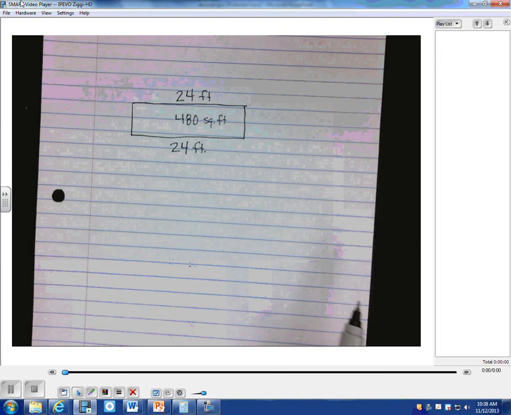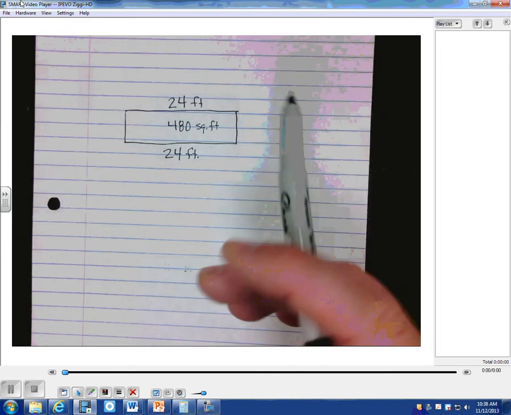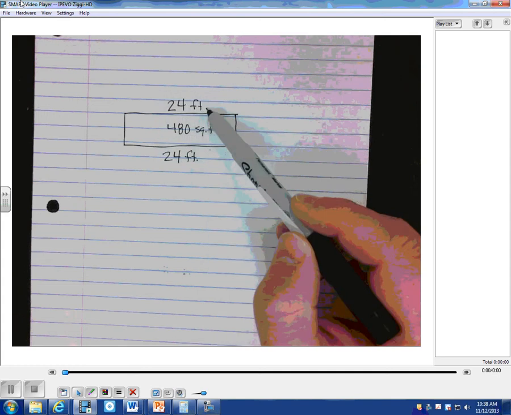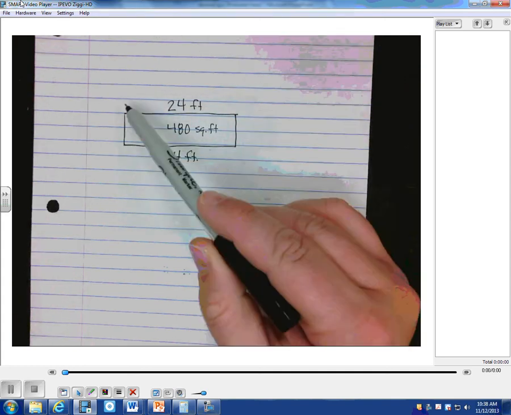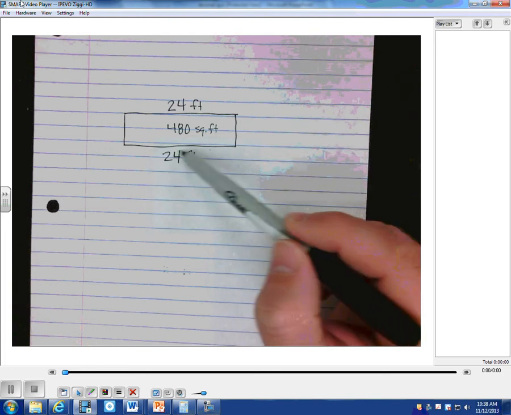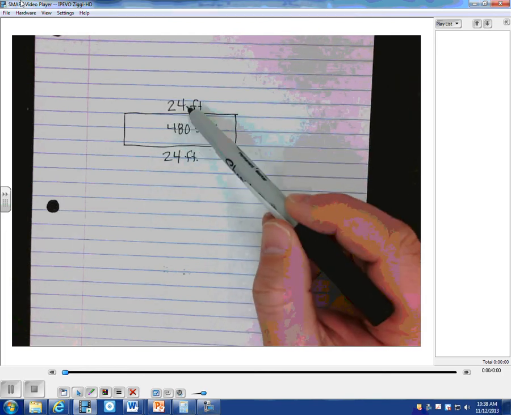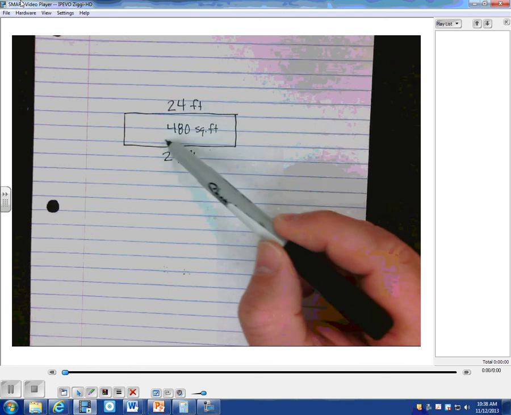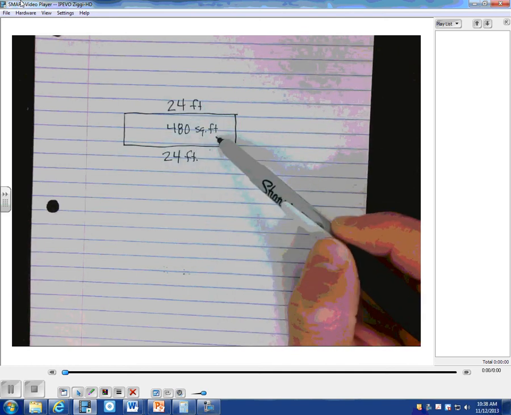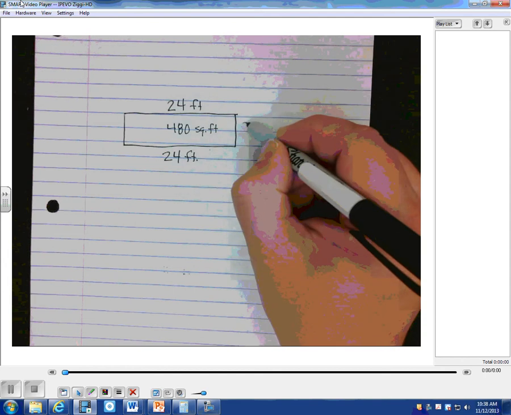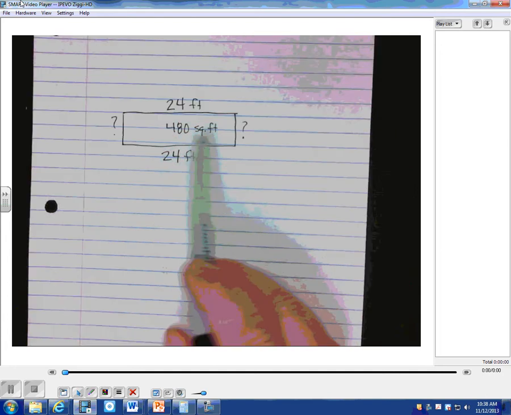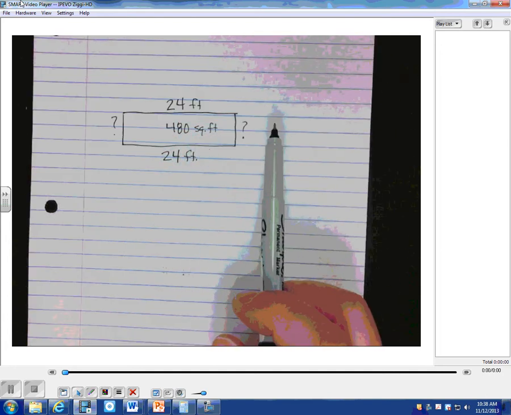Okay, so I kind of wrote down the information that they gave us in the problem. They said that it's 24 feet wide. So if it's a rectangle, they said it's a rectangle, so I drew a rectangle. I put 24 feet for the bottom, 24 feet for the top, just to show. They gave us the area. The area is 480 square feet. So what we have to figure out is this right here and this right here. We got to figure out those 2 sides in order to do this problem.